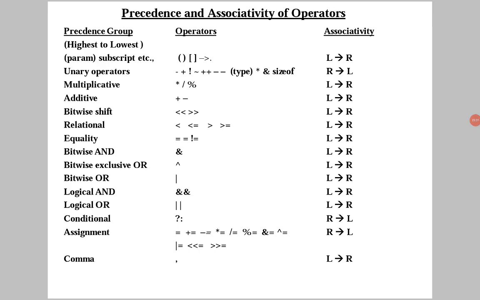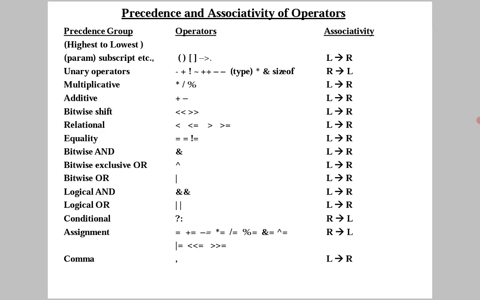So what is precedence and associativity of operators? What is precedence of operators? Generally, while writing expressions in day-to-day life, we follow a formula called the BODMAS rule. What is BODMAS? BODMAS means first brackets, then of, D for division, M for multiplication, A for addition, S for subtraction.